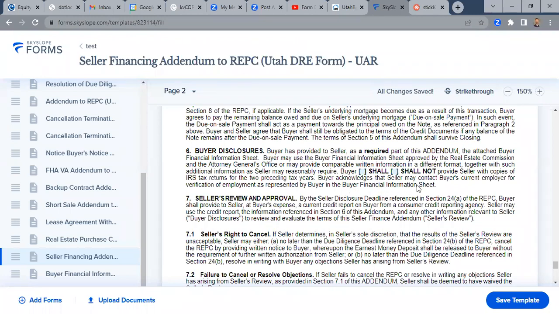The buyer acknowledges that the seller may contact the buyer's current employer for verification of employment as represented by buyer in the buyer financial information sheet. Alan, are all these things that you would be required to do to get somebody a loan? Yeah, absolutely. And I can tell you, I've had quite a few people who have reached out to me over the last, I would say 6 months with questions about seller financing. I am not aware of one circumstance where any of them used this form.